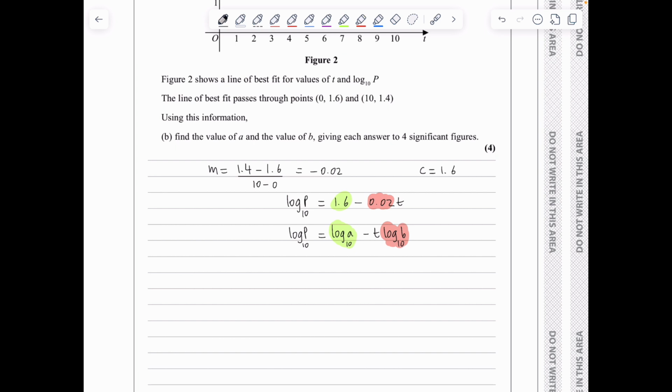So log of a base 10 is equal to 1.6, which means that a is 10 to the 1.6, which correct to 4 significant figures is 39.81, whereas log of b base 10 is equal to 0.02. So b is 10 to the 0.02, which gives an answer of 1.047.